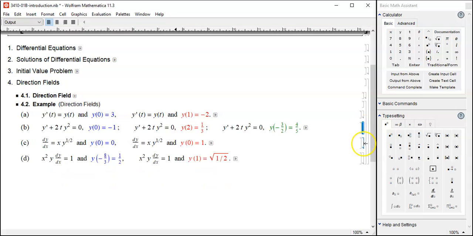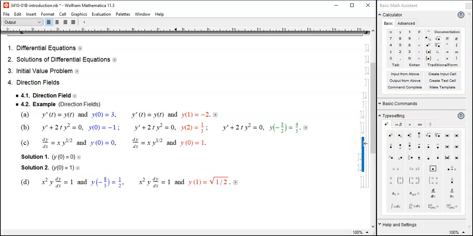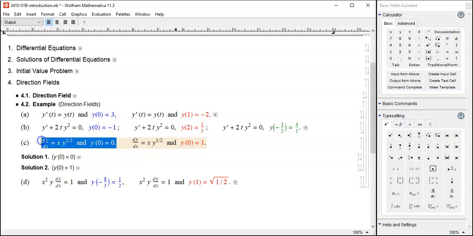Let's see, do we have enough time to show another picture? Okay, let's see another picture here. All right, we have the differential equation here, another differential equation there, and then we have two different initial conditions. And there's a bit of a surprise to this one.